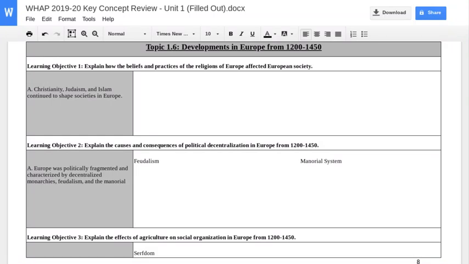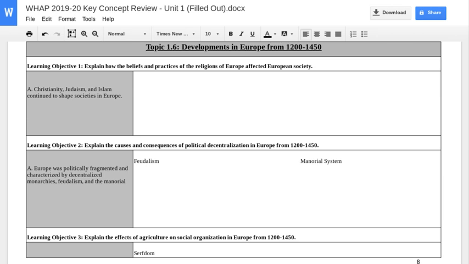All right, guys, we are moving on to topic 1.6 and rolling into Europe from 1200 to 1450. Taking a look at this, it's set up the same way. Hopefully, you've noticed the similarities as you've looked at each of these topics. So, with 1.6, we're going to be dealing with the effects of beliefs and practices on society, the political characteristics, and agriculture and social organizations.